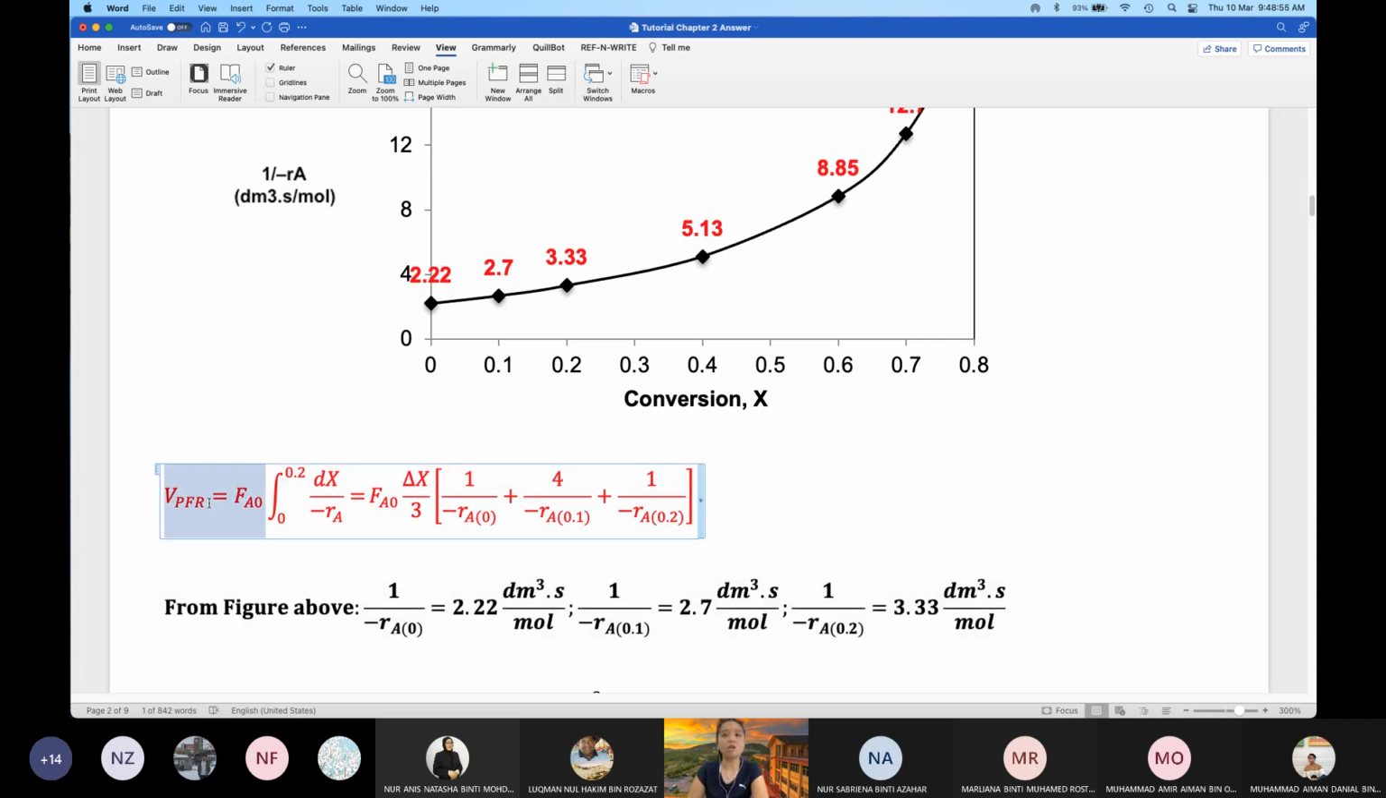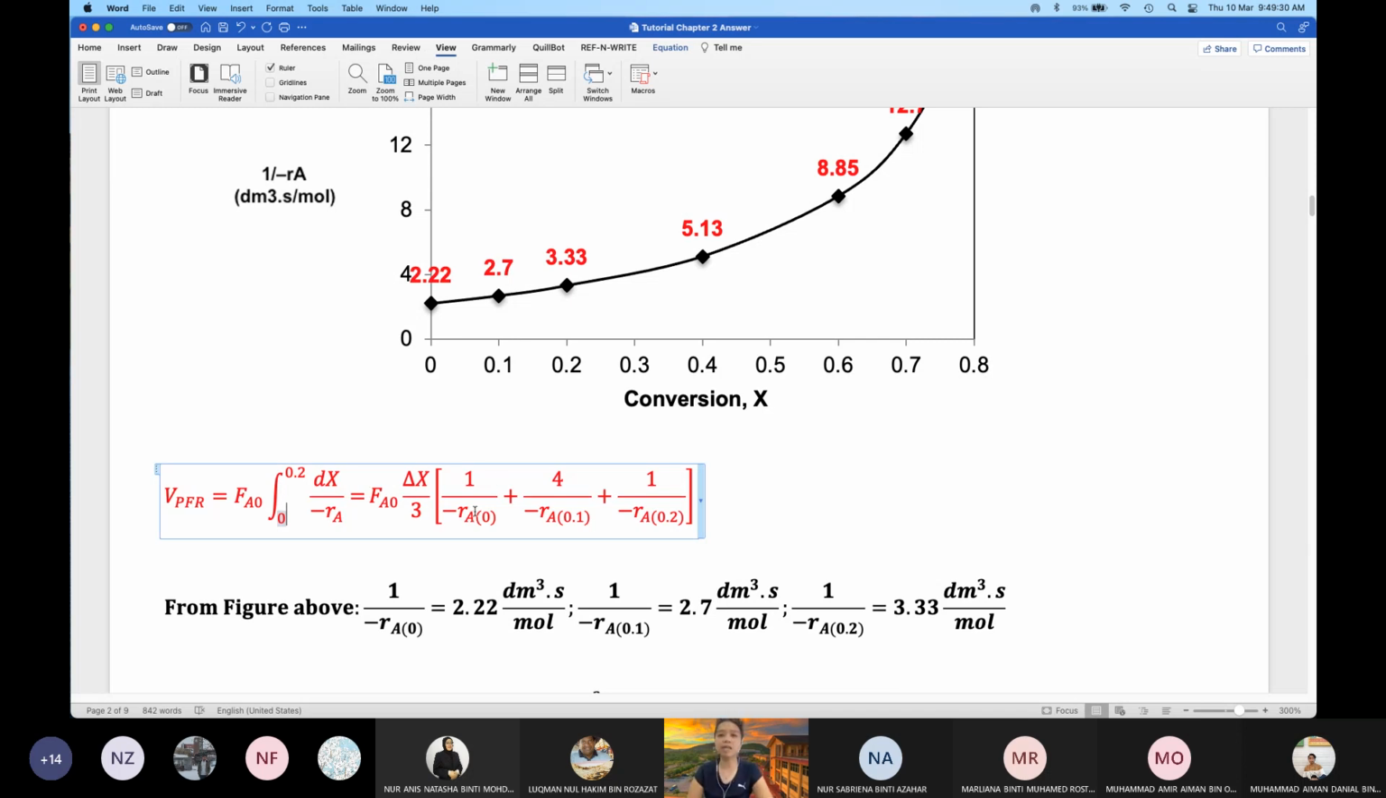Volume PFR equals to FA0, that's the equation, integrating from 0 to 0.2. Kenapa? One single PFR, they are converting from 0 to 20%, 0.2. Sebab tu jadi 0 to 0.2 dx per minus RA. So then you remember this part, we have to solve in the form of Simpson 1/3 rule. So it become FA0 delta X per 3 in bracket 3 points.